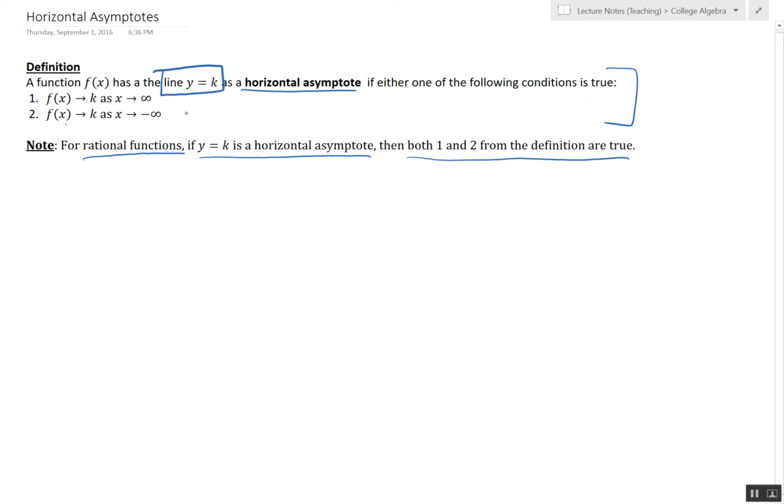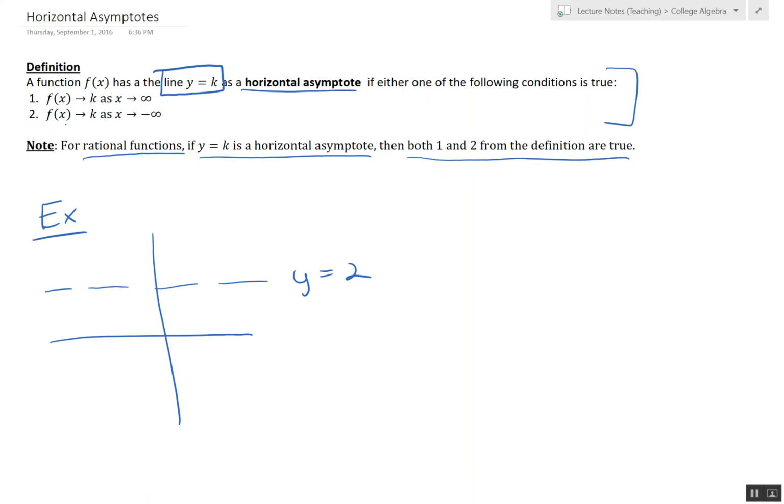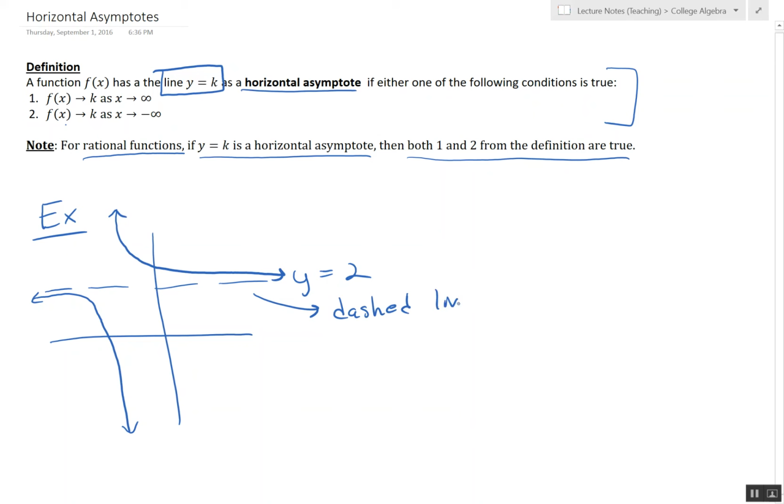So let's look at some examples of horizontal asymptotes. Here's an example with a rational function. So maybe we have the line y equals 2 as an asymptote, and notice that we can find a graph that gets really close like that, dips down like that, then maybe comes back around like this and gets really close to y equals 2. And one thing to note about asymptotes is they're drawn as dashed lines. So dashed lines mean not in graph.